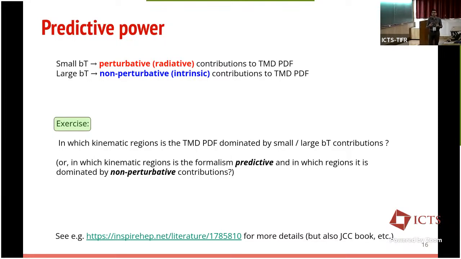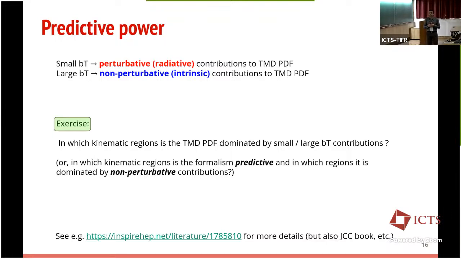So in which kind of regions does perturbation theory dominate? If perturbation theory dominates, it means that you have everything under control in your calculation. So you can predict an observable that you don't know in a reliable way. Whereas if your calculation is dominated by non-perturbative effects and you don't know these non-perturbative effects, then it's very difficult, impossible, to make a reliable prediction for an observable.